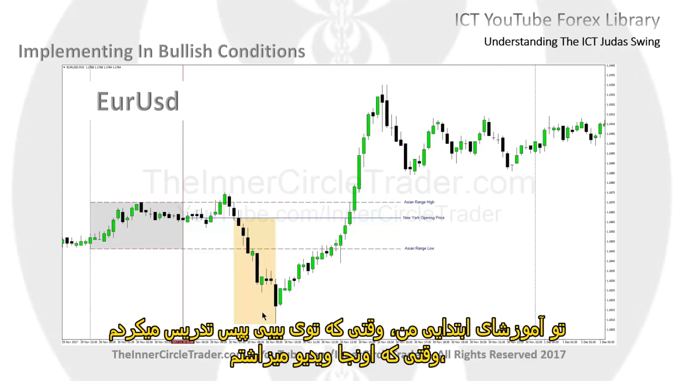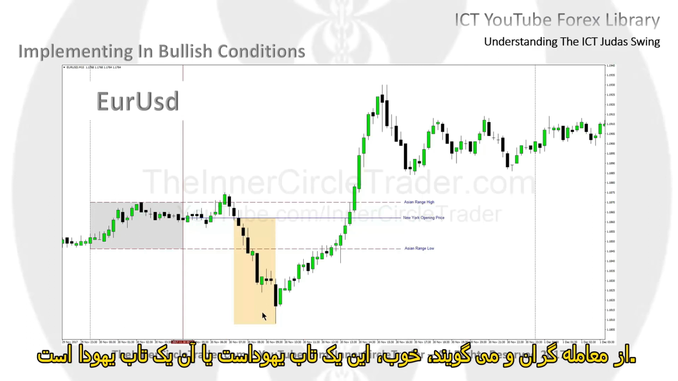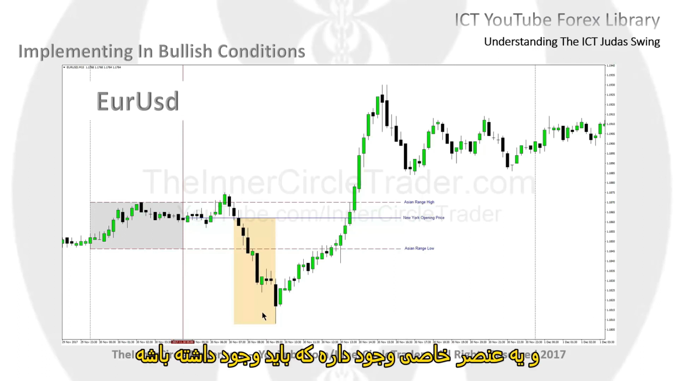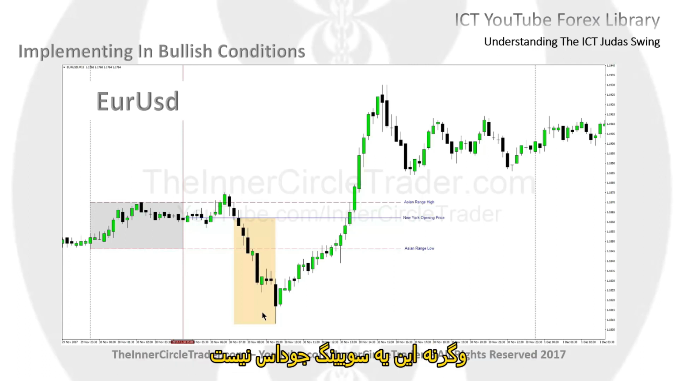My initial teaching, when I was doing videos for the BabyPips community, was right away snatched up by a lot of traders who said, well, this is a Judas swing, or that's a Judas swing, and I didn't give you the details that I'm giving you here. Okay, so there's a specific element that has to be there, otherwise it's not a Judas swing.